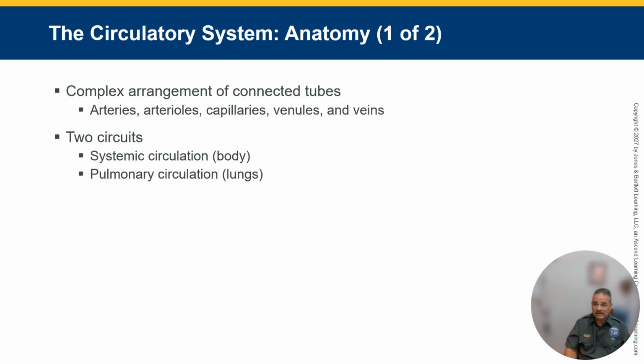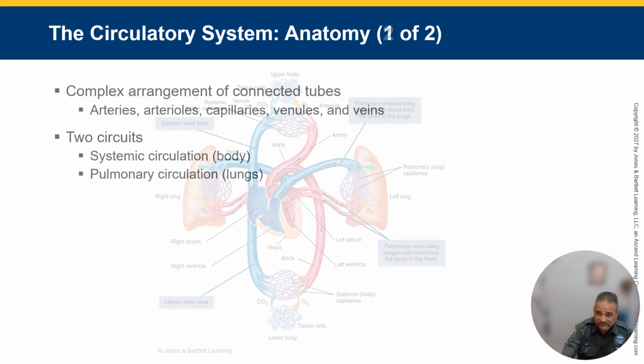The systemic circulation primarily is the one that supplies all the oxygenated blood, and the pulmonary circulation also manages the unoxygenated and oxygenated blood to get it back into the heart. Okay, and we'll get more detail here. Pretty simple stuff.